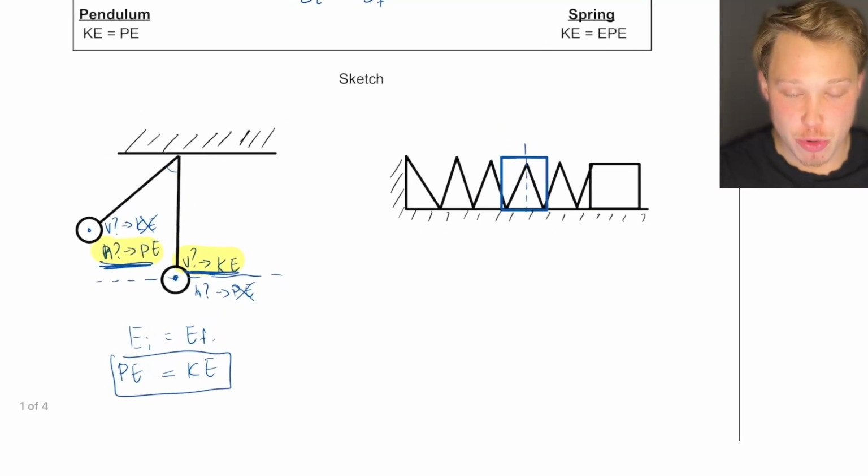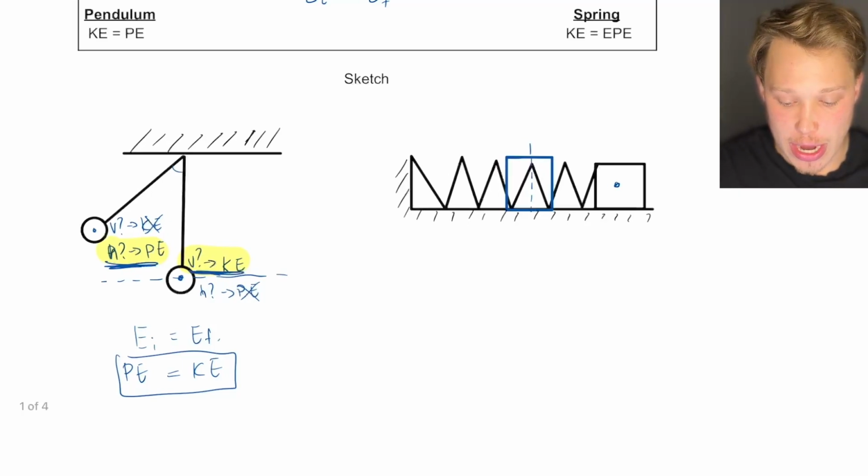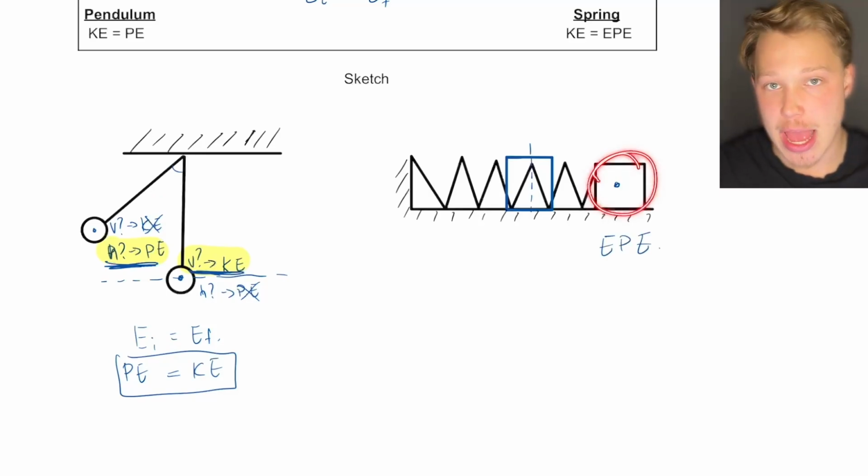Now, if we look at the spring, a similar situation happens, right? At this point right here, the spring is all the way stretched. So it has the spring energy or the elastic potential energy, right? Again, it has no velocity and no height, right? So therefore no kinetic energy and no potential energy.